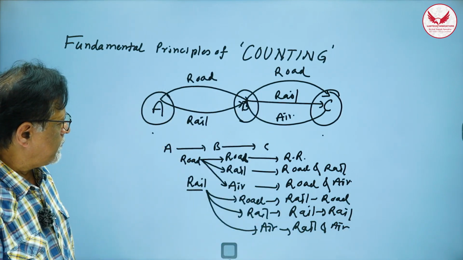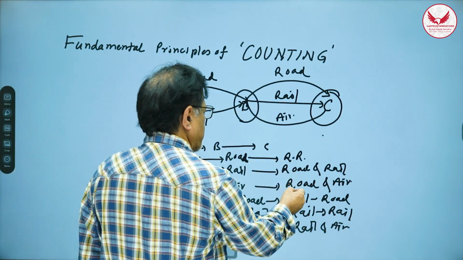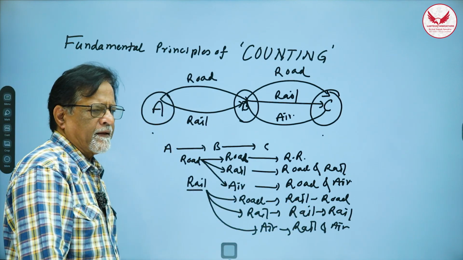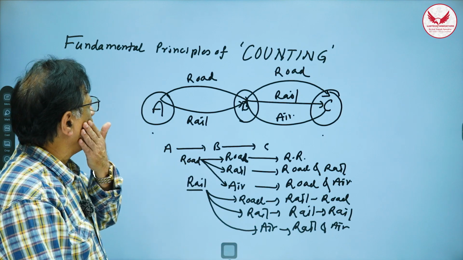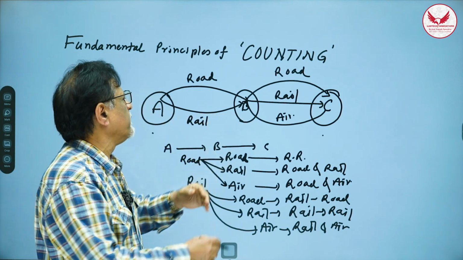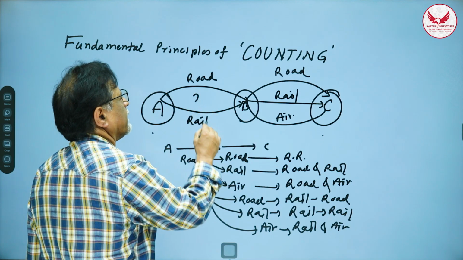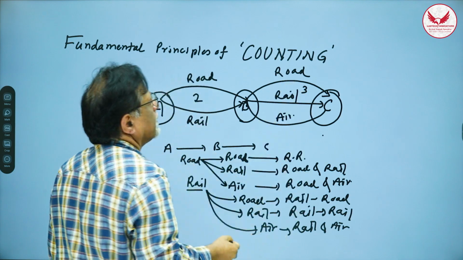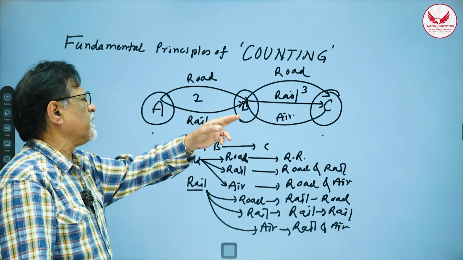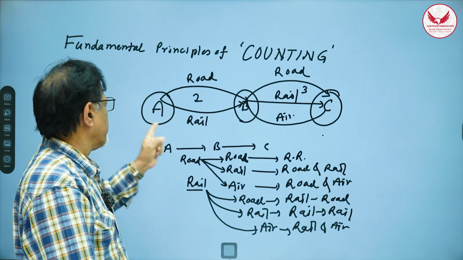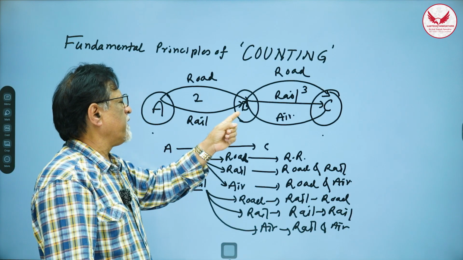So you can see now, if you count 1, 2, 3, 4, 5, 6, there are 6 options of completing this journey. Now this answer could have been obtained by simply multiplying the total number of ways of traveling from A to B. There are 2 ways of traveling from A to B, and there are 3 ways of traveling from B to C. So if I want to travel from A to C, I have to complete these 2 things, 2 jobs. So there is a job number 1, traveling from A to B. How many ways can it be done?